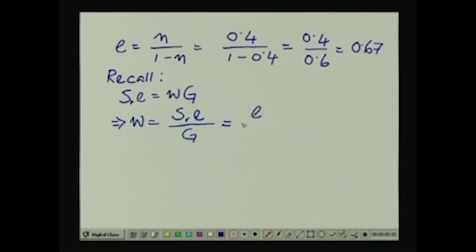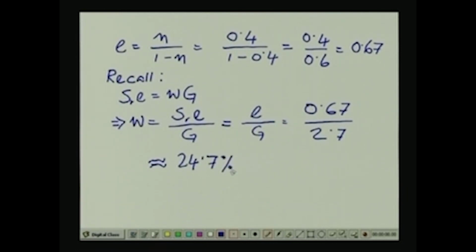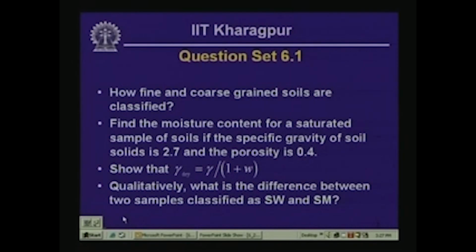So our water content or moisture content will be given by the void ratio divided by the specific gravity of solids, that is 0.67 divided by 2.7, which is going to be approximately equal to 24.7%. We multiplied it by 100 and we express the moisture content in this case in percentage. Okay, so that is the second solution.